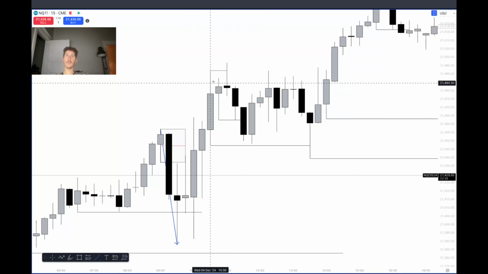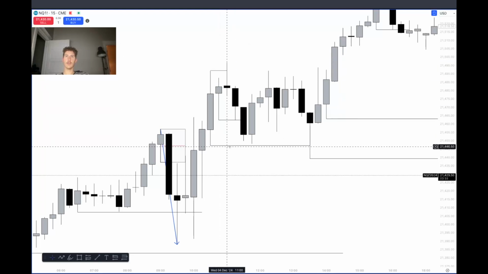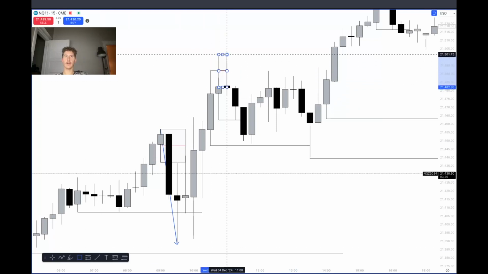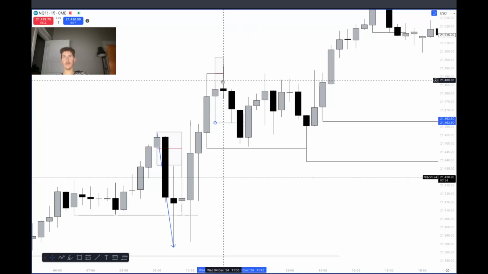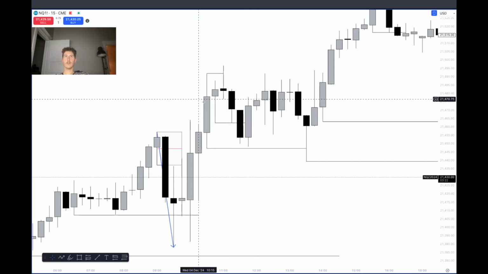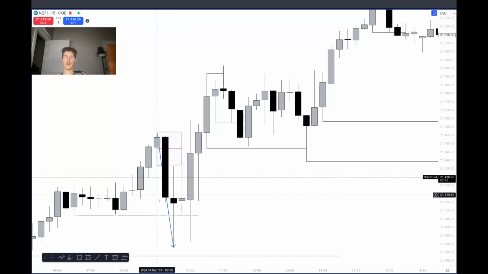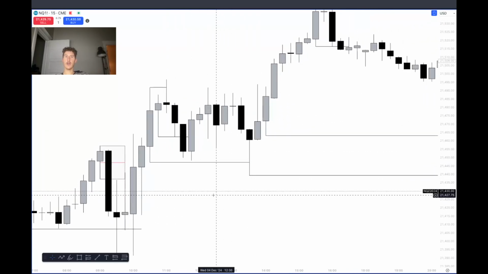So if we, with the body, if we had wicked higher, we would still need a closure below this. If our body of this candle had gone higher, then we would need a closure below this, but that's not what happened. What happened was that the body stayed below the wick of the bullish candle that brought us up after this low was confirmed. So because of that, this is not a high, and therefore this is not a low.